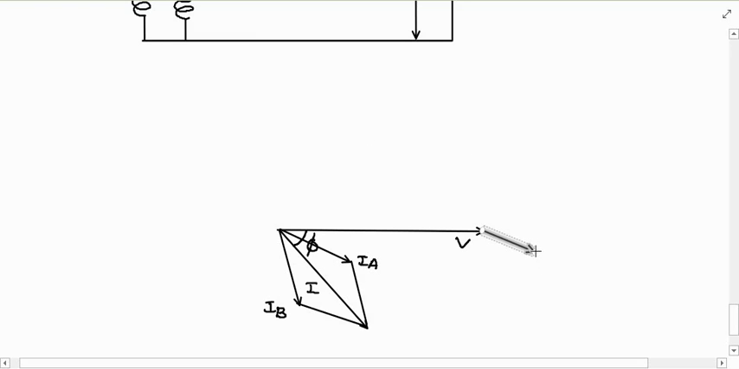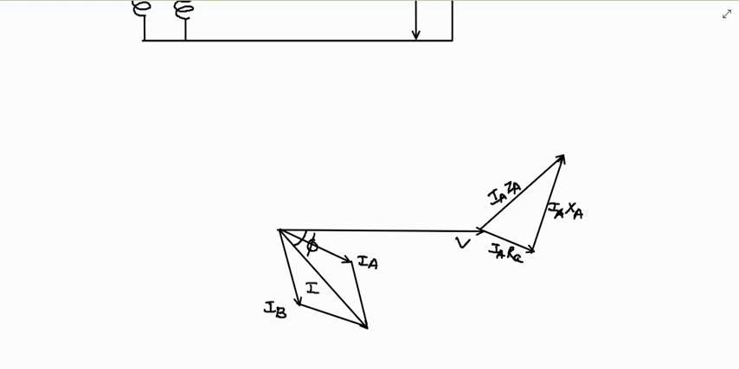And perpendicular to this I will draw the IAXA drop. And vector addition of both is nothing but IAZA, IARA and IAXA.